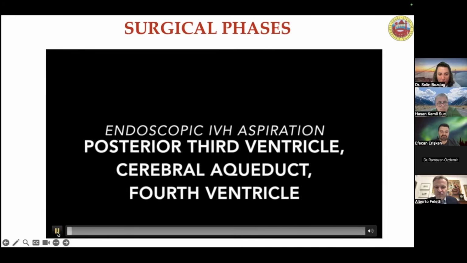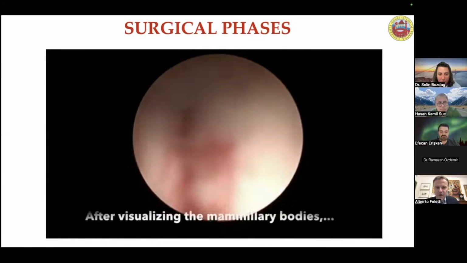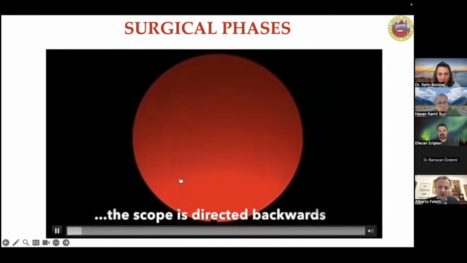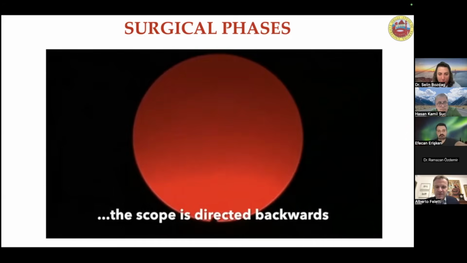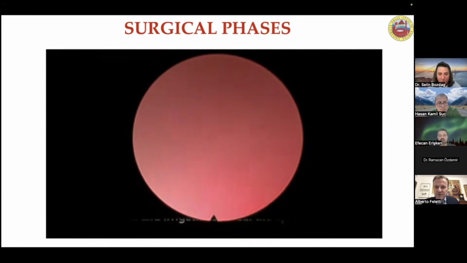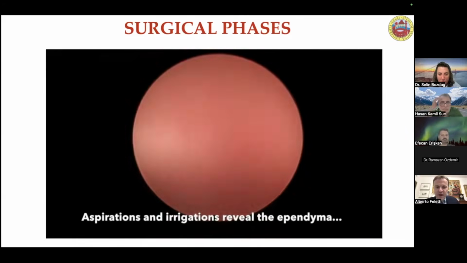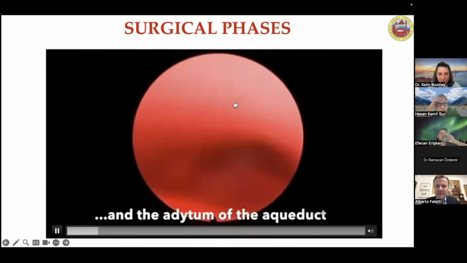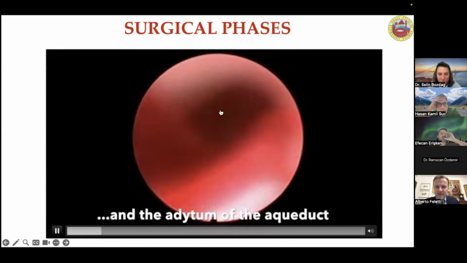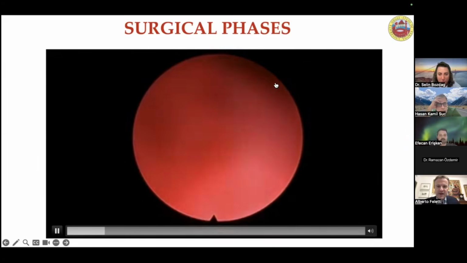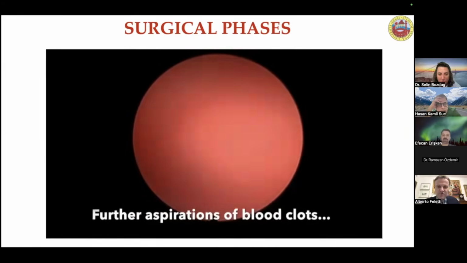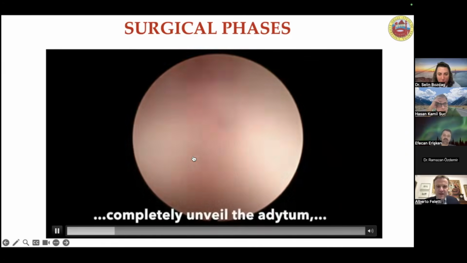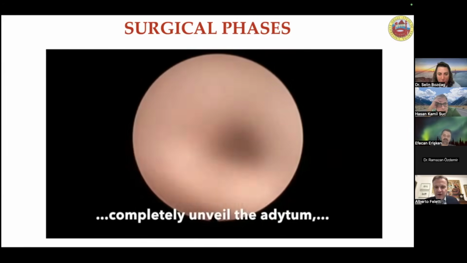And then you have to move the tip of the scope all the way towards the back of the third ventricle, which is full of blood, again, of course, and do the same maneuvers. Aspiration when you see blood, red blood, and stop the aspiration and do irrigation when you see the white ependyma. Here you can start seeing the aditus of the cerebral aqueduct. So keep removing the blood clots until you clearly see the posterior part of the third ventricle.